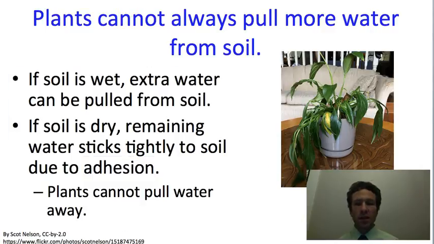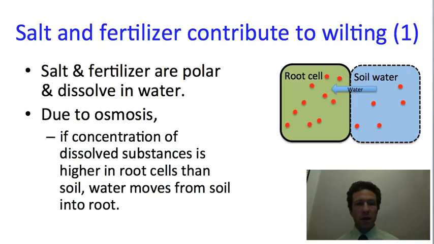This means that dry soil is one factor that can cause wilting. It's an obvious one, but there's a second way that we can cause plants to wilt that maybe is less obvious. That is that additions of substances like salt and fertilizer can actually cause wilting, and this is one of the several reasons it's important not to over-fertilize. So both salt and fertilizer are either made out of ions or polar substances, and that means they are both readily able to dissolve into water.